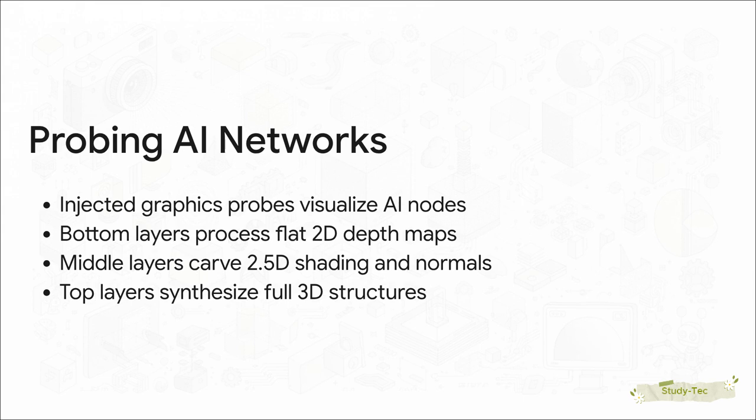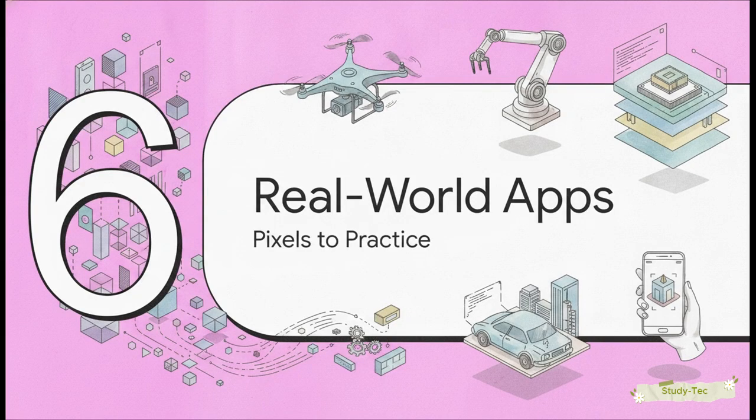At the bottom layers, the probes revealed completely flat planes, just 2D edges, identical to Marr's primal sketch. But in the middle layers, the AI actually started etching normal variations and shading effects into a shallow depth range. It was literally building a 2.5D viewer-centered sculpture. By the top layers, the AI had synthesized a fully view-independent 3D structure. The AI independently discovered that the absolute most computationally efficient way to understand a 3D world is to build a 2.5D sketch first. Which brings us to Section 6, Real-World 2.5D Applications, taking 2.5D from pixels to practice.